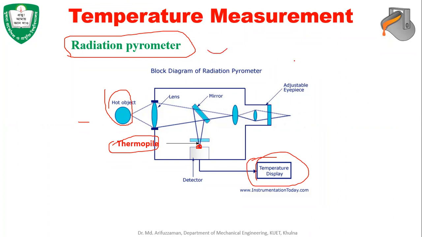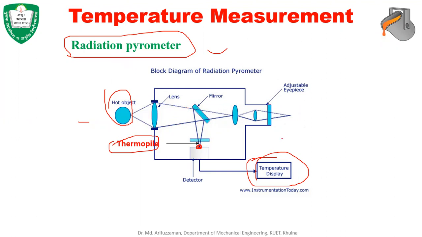Can anyone say? Sir, voltage. Changing medium. Voltage is right, but that is secondary. The primary changing medium is the radiant energy. If you want to say it for the radiation pyrometer, the primary changing medium is the radiation energy, and that radiation energy is converted into voltage using a thermopile.